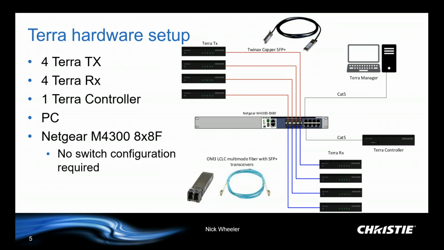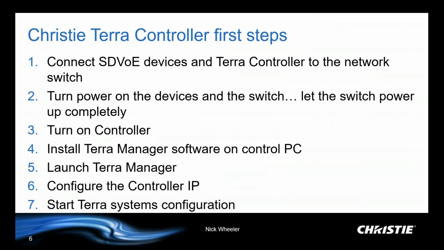So the first steps of setting the controller up is to connect all the devices to the network switch. Then you power up the devices and the switch, and you let the switch power up completely, because it takes a little longer for the switch to power up than your devices. And then you turn on the controller. You'll need to install the Terra Manager software on the control PC and launch the manager. And then I'm going to show you how we configure the controller IP and then go through the system's configuration.